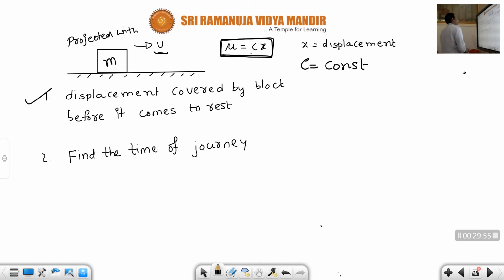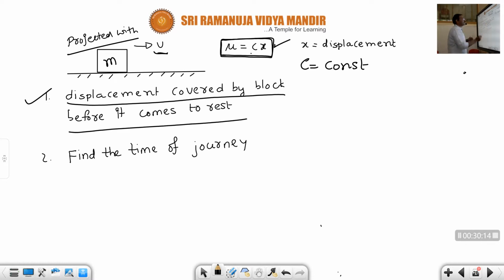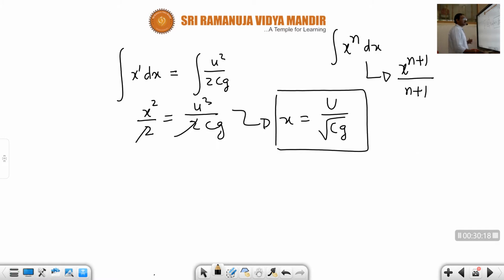Coming to the question, we have projected the body with velocity u. There the coefficient of friction varies with displacement. That value is mu is equal to c into x, where c is a constant. What is the displacement covered by the block before it comes to rest? They asked, and we have calculated the displacement x is equal to u by root cg.